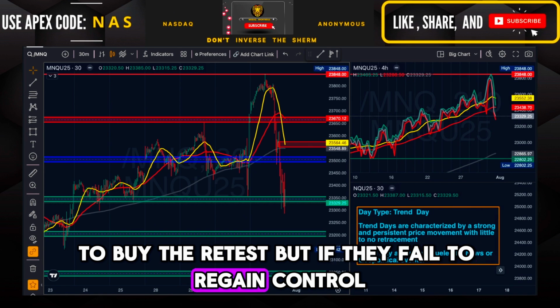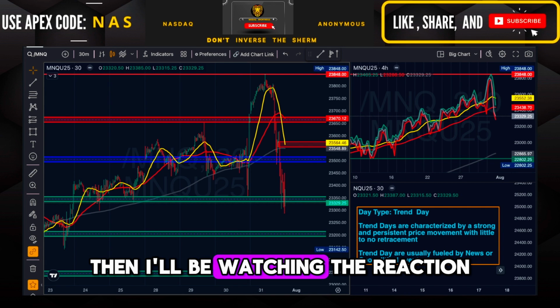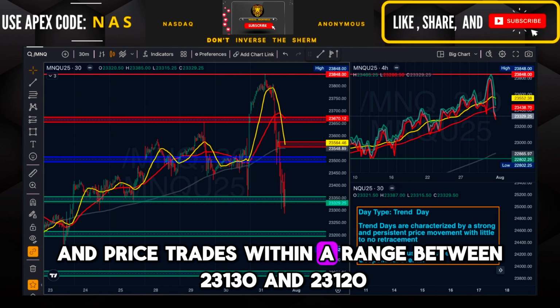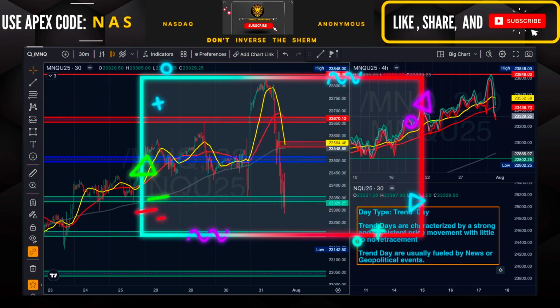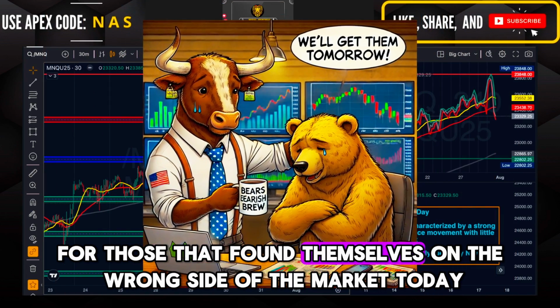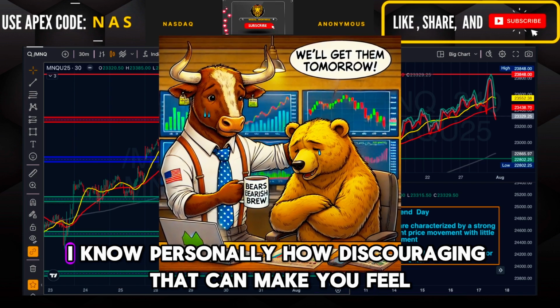But if they fail to regain control, then I'll be watching the reaction when price trades within a range between 130 and 120.